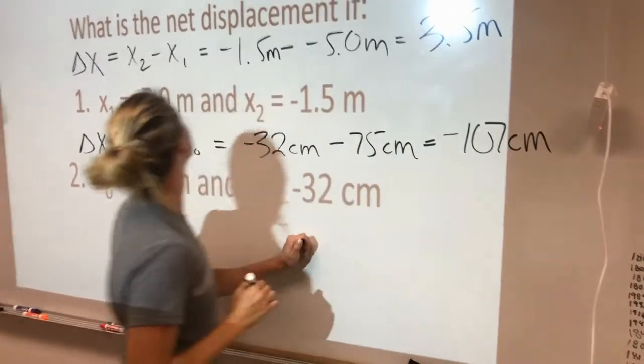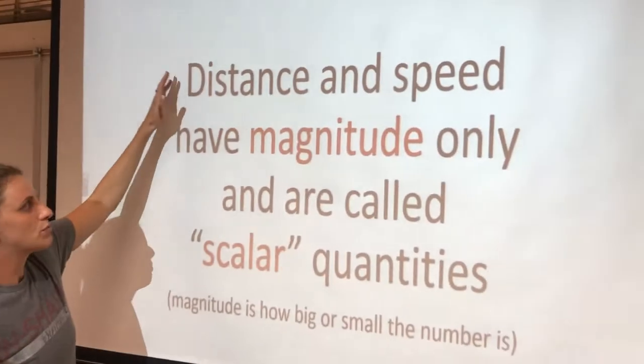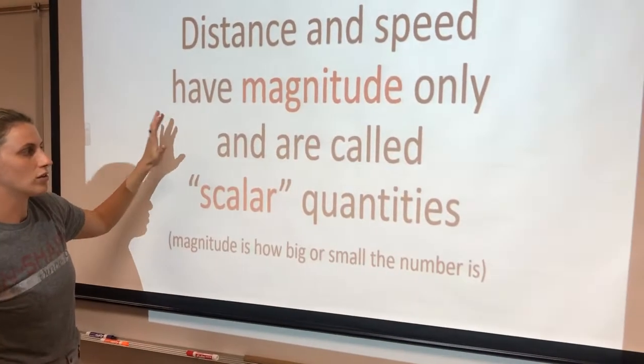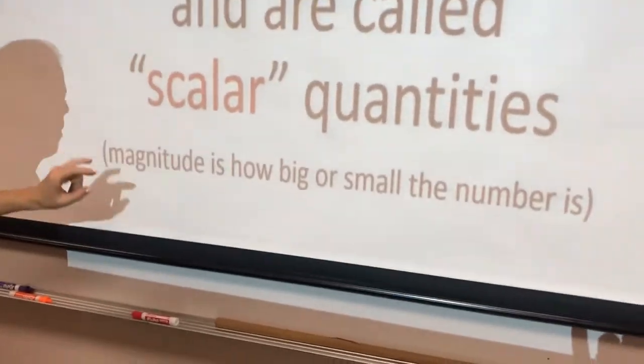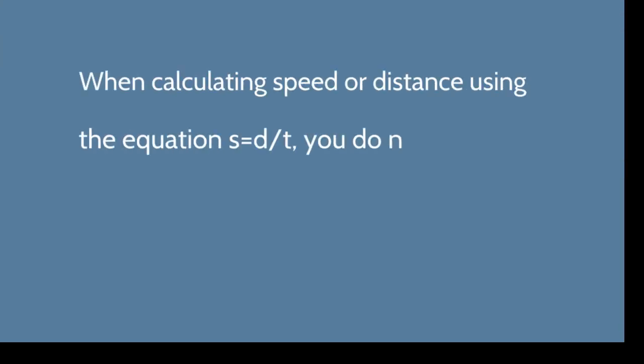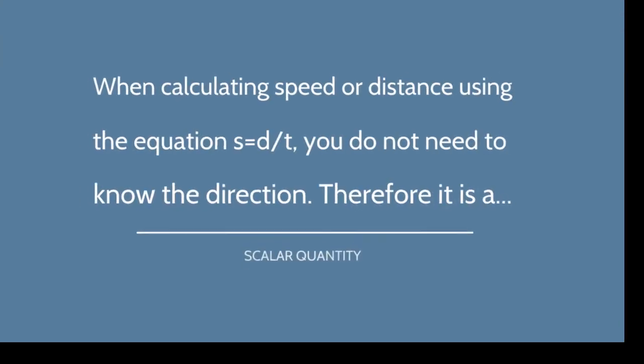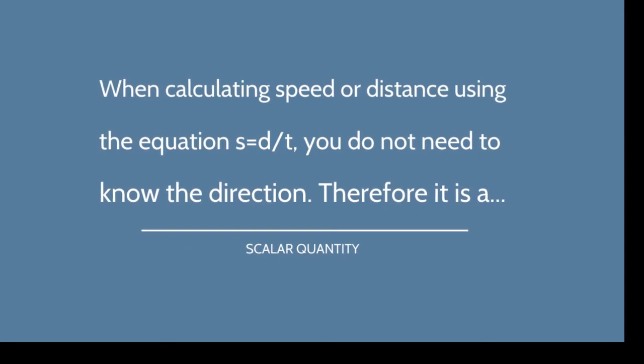centimeters. Oh, done. Distance and speed have magnitude only and are called scalar quantities. When calculating speed or distance using the equation s equals d over t, you do not need to know the direction. Therefore, it is a scalar quantity.